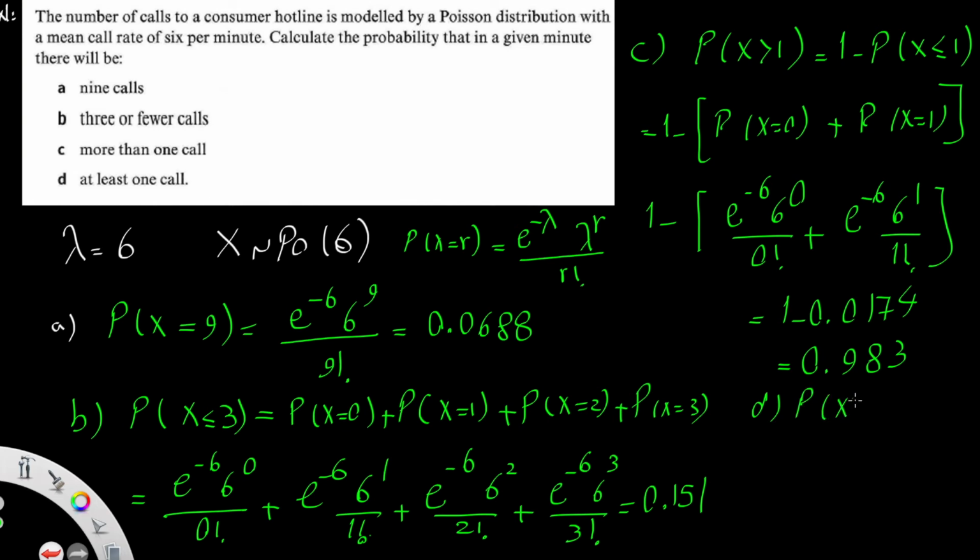At least one call means 1 or greater than 1. Likewise, we cannot calculate all the probabilities for cases greater than or equal to 1. So what we can do is write 1 minus probability of x less than 1, which is just 0. So it will be 1 minus e to the power of minus 6, 6 to the power of 0 over 0 factorial, which will be at the end 0.998.